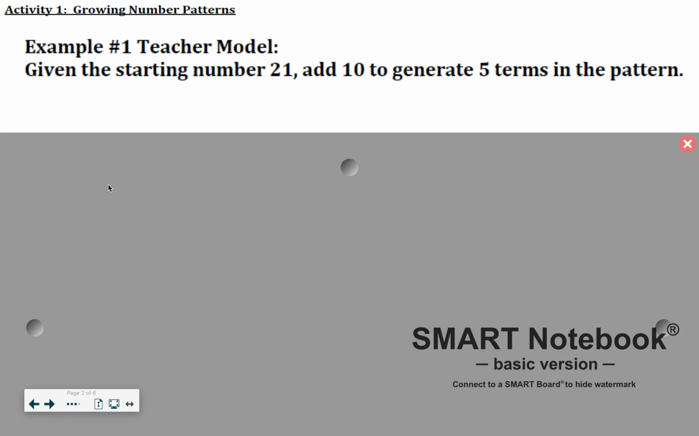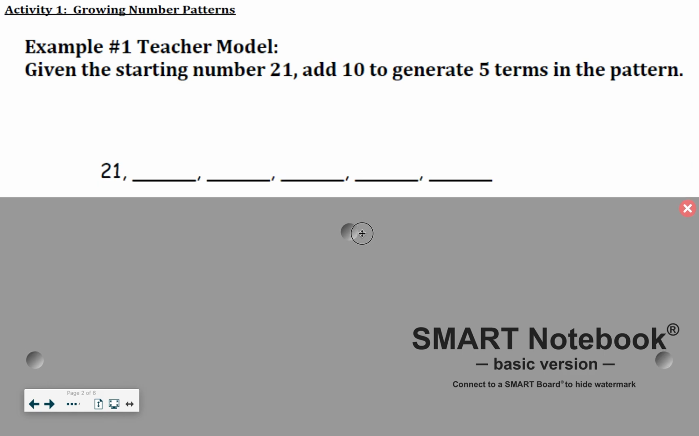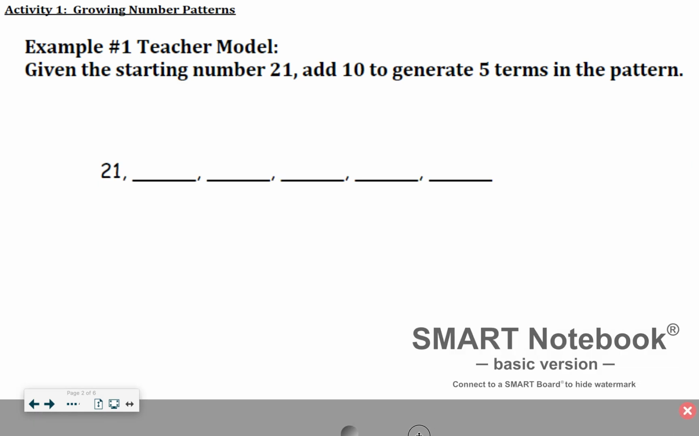Teacher motto: given the starting number 21, add 10 to generate 5 terms in the pattern. This problem is giving us a rule to follow in order to generate a sequence of numbers. The problem tells us that the sequence should start with the number 21, and then we need to use the rule to come up with the next 5 numbers in the sequence. So we know our starting number is 21. So I've recorded 21 as our starting number. Now it says to add 10 to generate the next 5 terms in the pattern.